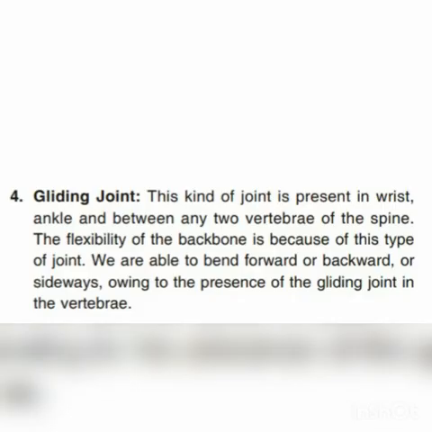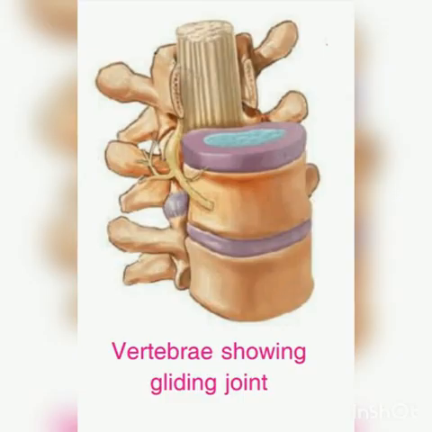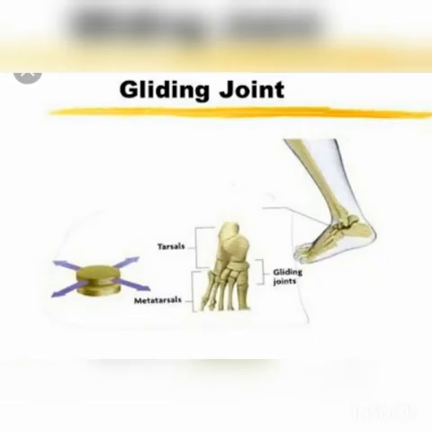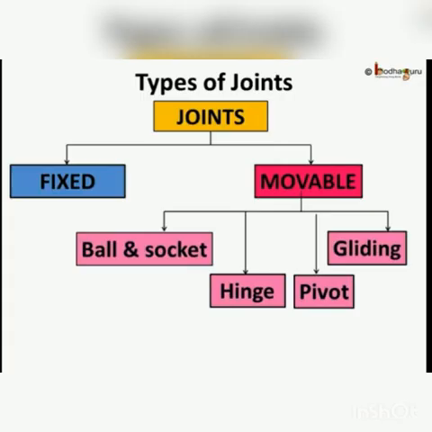Now next is the gliding joint. This kind of joint is present in wrist, ankle and between any 2 vertebrae of the spine. Here in this picture you can see gliding joint. The flexibility of the backbone is because of this joint only.